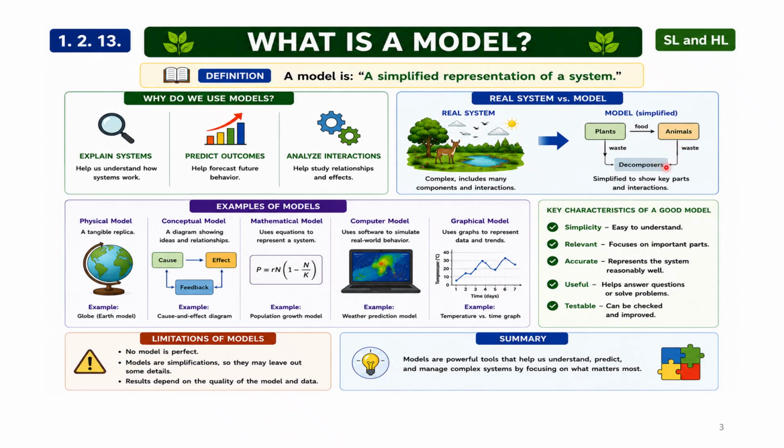plants, animals, and decomposers. Models can take many forms: physical models like a globe, conceptual models showing cause and effect relationships, mathematical models using equations, computer models simulating environmental processes, and graphical models displaying trends and patterns. A good model should be simple, relevant, accurate, useful, and testable. However, all models have limitations because they simplify reality and may omit important details. Therefore, model predictions depend on both the quality of the model and the data used.